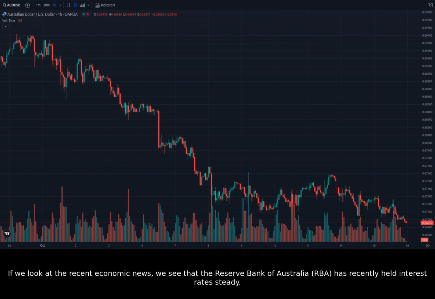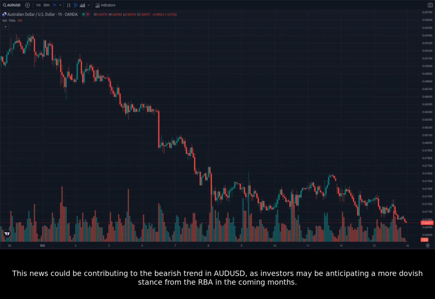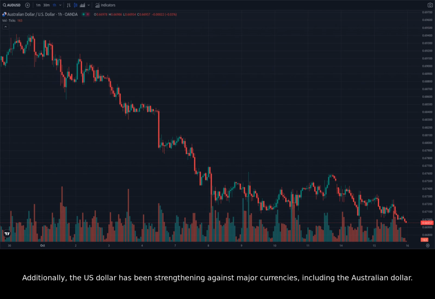If we look at the recent economic news, we see that the Reserve Bank of Australia, RBA, has recently held interest rates steady. This news could be contributing to the bearish trend in AUDUSD, as investors may be anticipating a more dovish stance from the RBA in the coming months. Additionally, the US dollar has been strengthening against major currencies, including the Australian dollar. This strengthening of the US dollar is likely being driven by recent positive economic indicators in the United States.